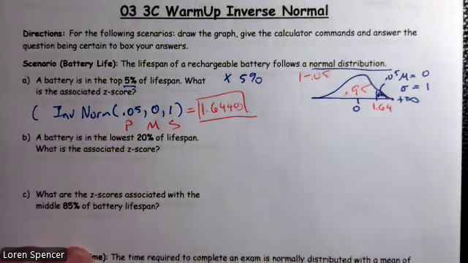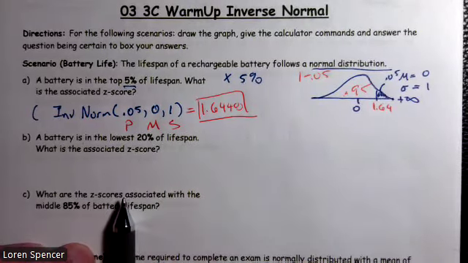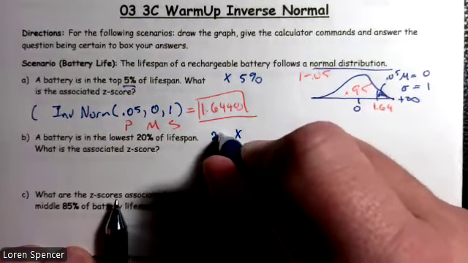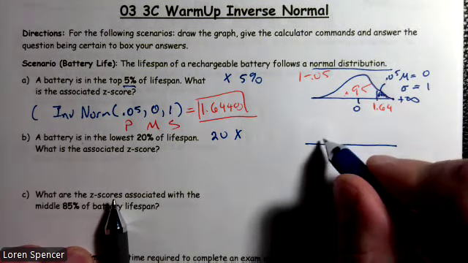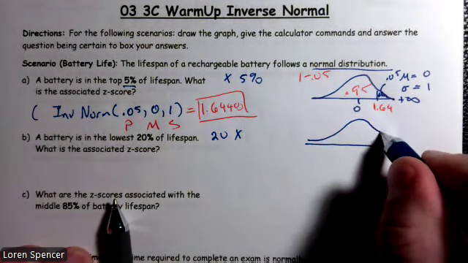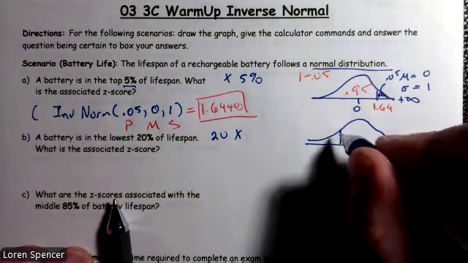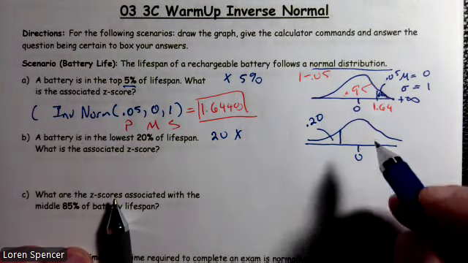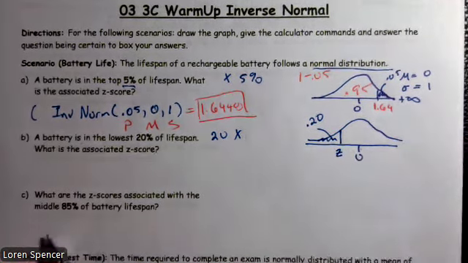All right. A battery is in the lowest 20% of lifespan. So once again, we put our X. We go, oh, our 20 is below that. So now we're going to draw a picture. And they're asking for the associated z-score. And all z-scores have a mean of 0 and a standard deviation of 1. So this right here is going to be 0.20. So we're looking for this z-score right there.